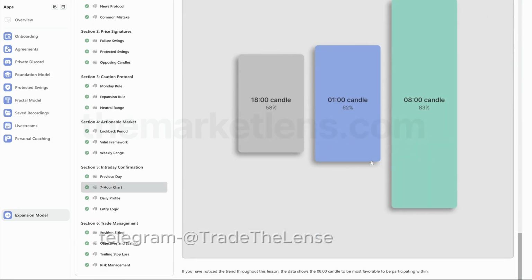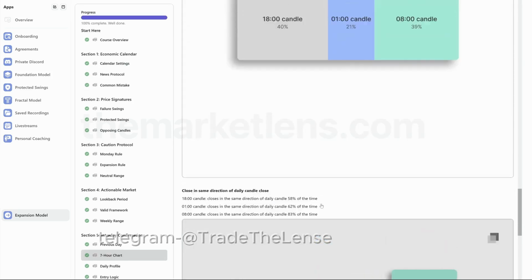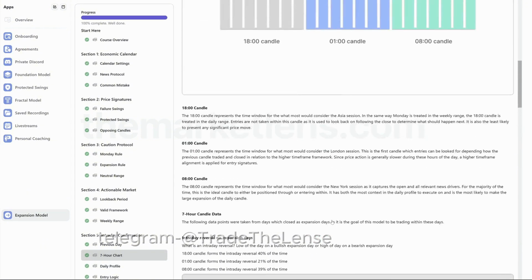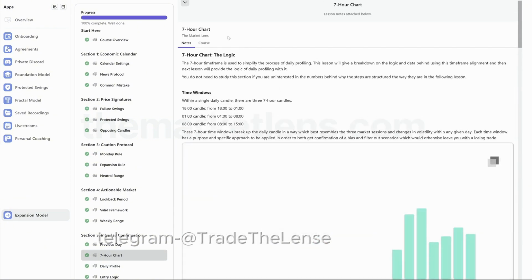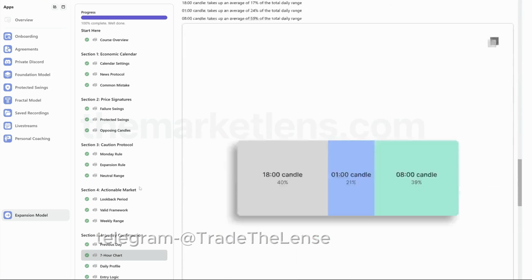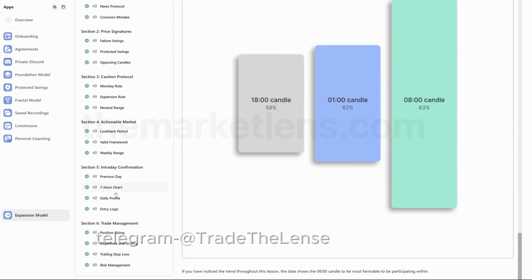And then the 18 candle is usually where I don't want to be participating. That's just some data points here. I'm going to flip these two images around when I get the time because they are opposite. But that's just some data on the 7-hour time frame, and it helps to understand why certain things are the way they are.